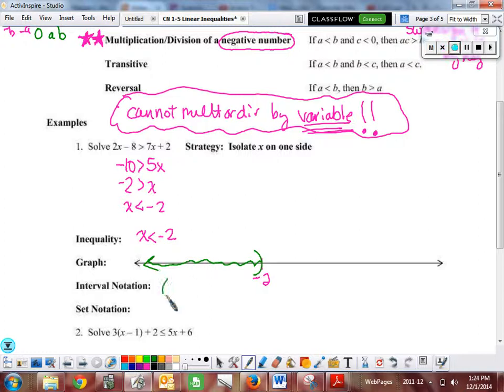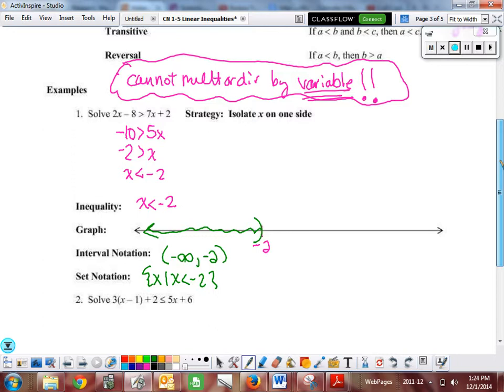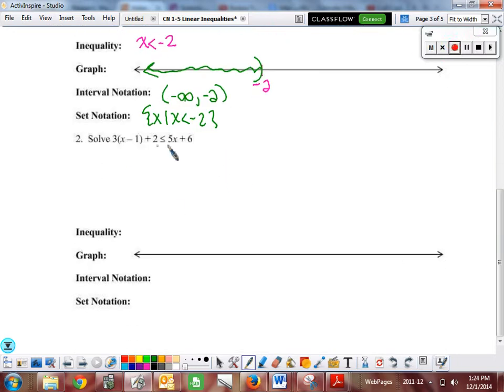My interval notation, negative infinity to negative 2. My set notation, x such that x is less than negative 2. Typically you don't do all 3 of those. It's just we're practicing, so we're just throwing them all on there. Does it bother me to see something like this?